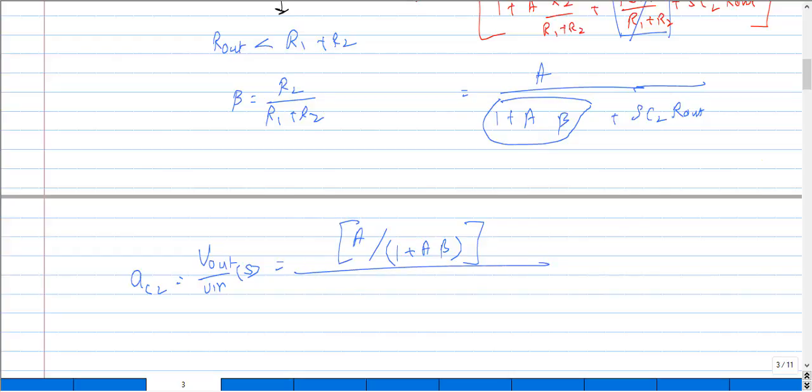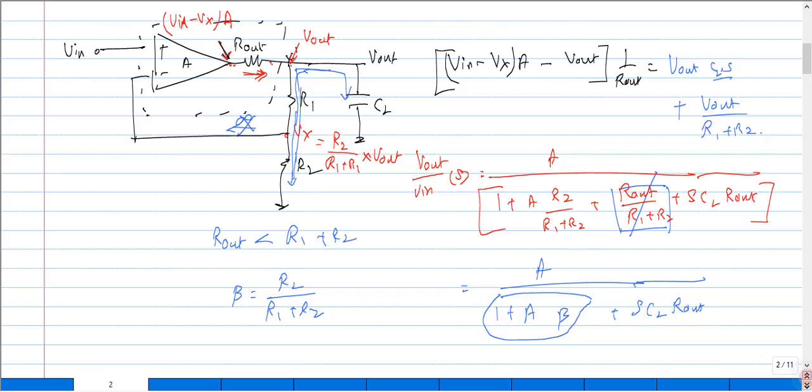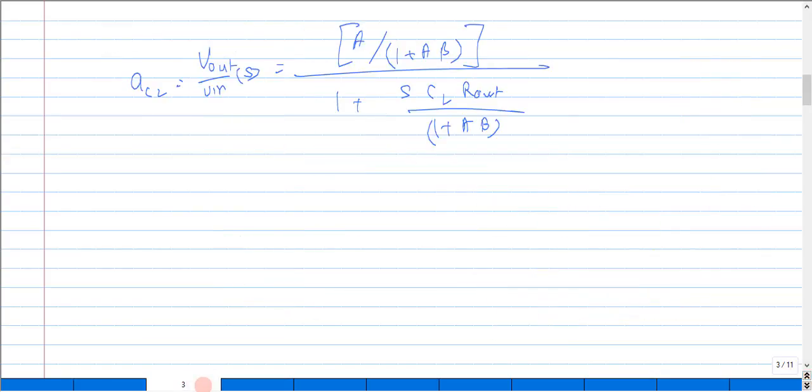Since our open loop had a single pole, even the closed loop system ends up having a single pole. So it could be written as something like CL R out divided by this entire term, which is 1 plus A beta over here, right? Now, let me just pull out some space. Out of this, what is the value of tau that we get from this equation? That is the closed loop tau.